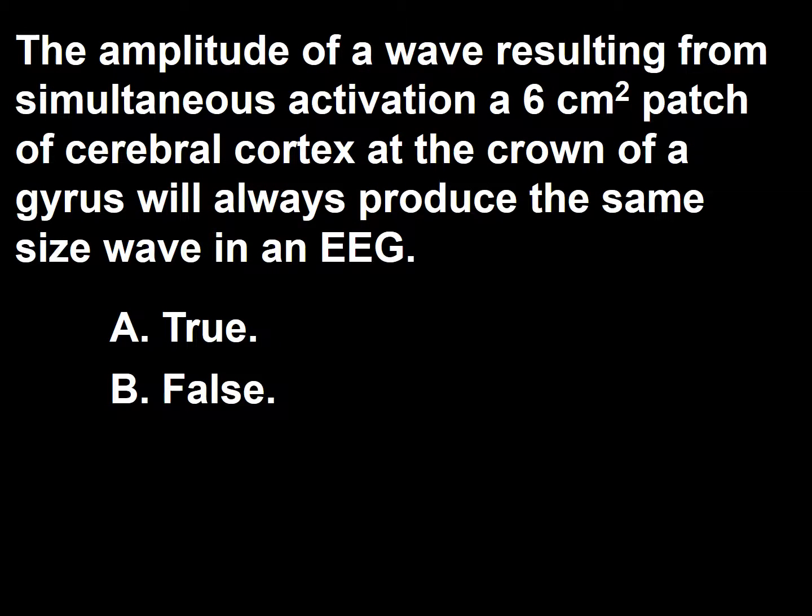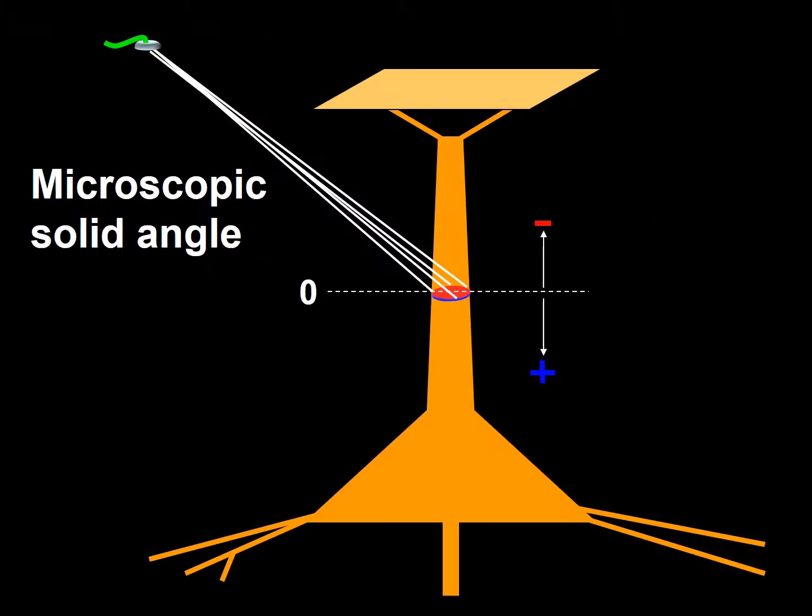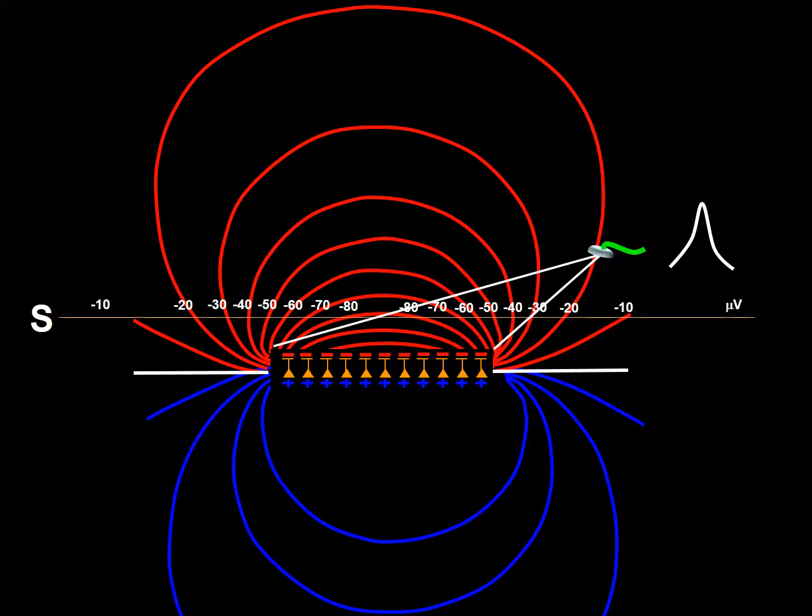Next question. The amplitude of a wave resulting from simultaneous activation of a 6 square centimeter patch of cerebral cortex at the crown of a gyrus will always produce the same size wave in an EEG. A true, B false. We already use the solid angle theorem of volume conduction to understand the field created by a single activated neuron. We have also used the solid angle theory to explain the behavior of a flat dipole layer.